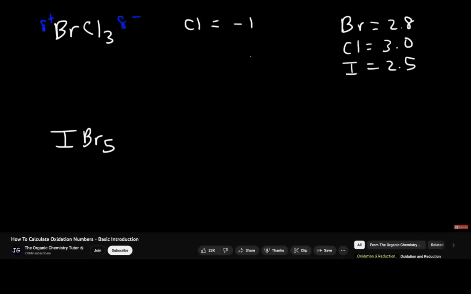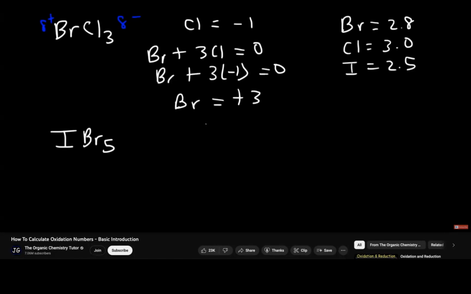Bromine, we need to calculate. So it's going to be Br plus 3Cl, and that's equal to 0. So this is going to be 3 times negative 1, and so we can see that bromine has an oxidation state of positive 3. Now, in the second example, bromine is going to carry the partial negative charge.